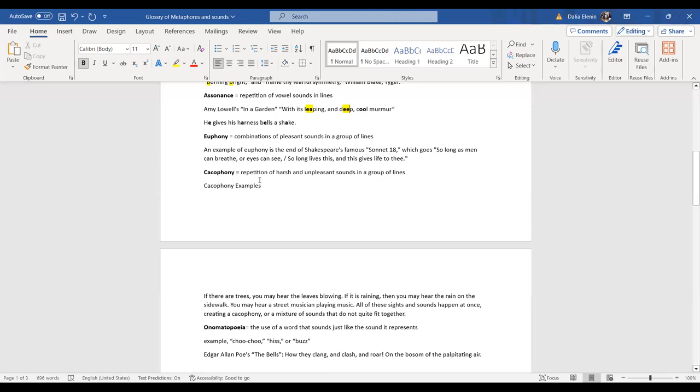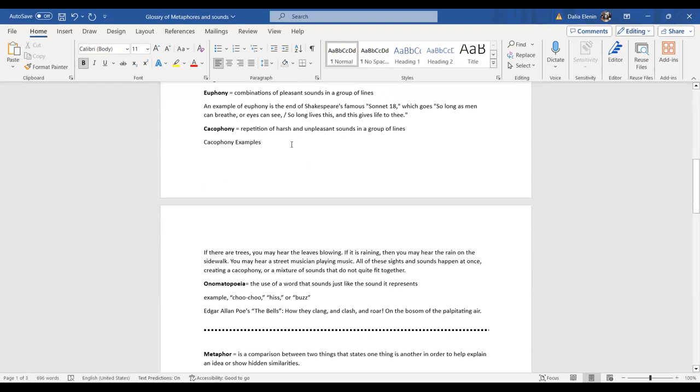If a young man is talking to his girlfriend and saying to her, "So long as men can breathe, I will continue loving you, as long as people can breathe." Look at the word men here. It doesn't mean men as opposed to female. It means people. Okay? Or "eyes can see." Look at the beauty of the expression here. It means his love is going to be what? Endless. So long lives this, and this gives life to thee. So all of this, I will be giving you life forever to love you with. So this is euphony. How do we get it? Because the words are nice, positive, full of energy, full of love. Okay?